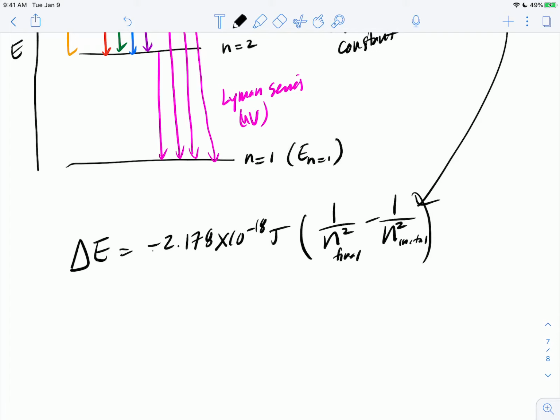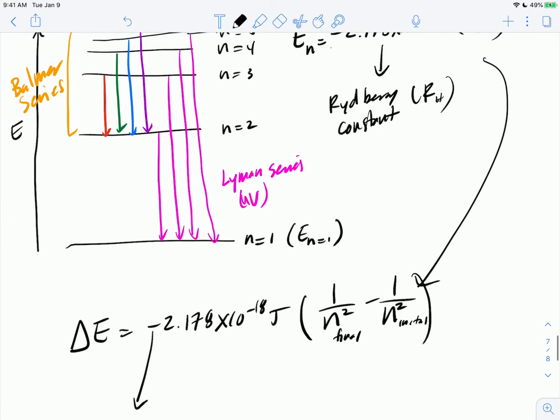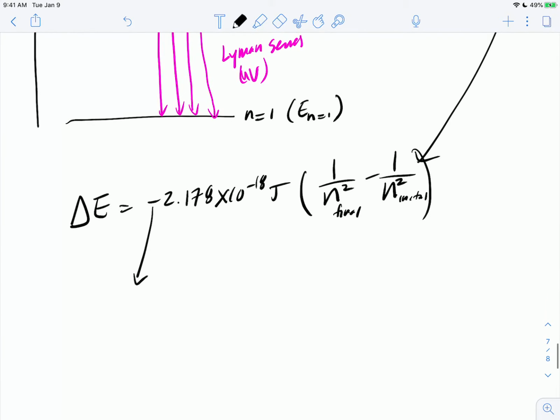Now, what you'll notice is that this is negative, and this is because for emission, if we're going from 3 to 2, then we are emitting energy, so that should be negative. So this is showing emission of energy, which in this case is a photon. Okay, so when the final is less than the initial, we get this negative term. So this is a very useful equation.